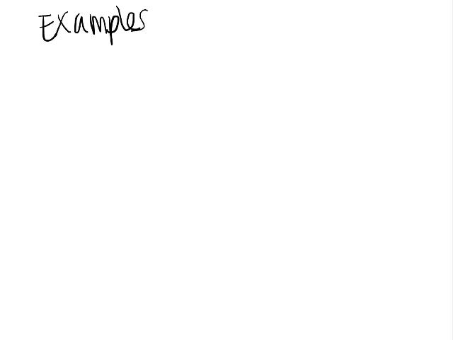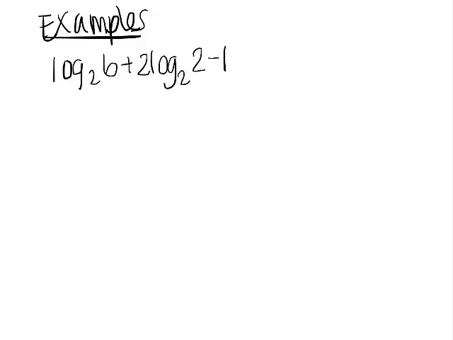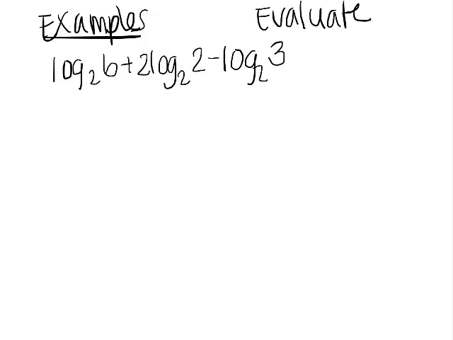All right, so let's say I have log base 2 of 6 plus 2 log base 2 of 2 minus log base 2 of 3. Now, if I asked you to evaluate this, you would say, well, that's kind of complicated because I don't know log base 2 of 6 and I don't know log base 2 of 3. But you're noticing that they all have the same base 2, so we're going to use our log properties.